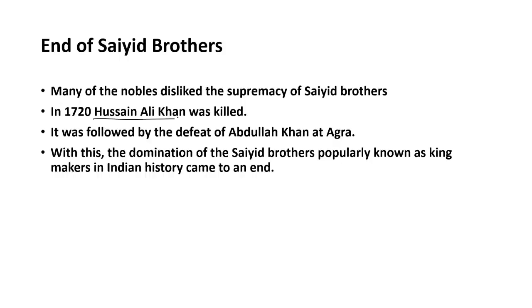Likewise, many of the nobles in the Mughal court also disliked the superior power enjoyed by the Syed Brothers. They conspired against the Syed Brothers. In 1720, Hussein Ali Khan was killed. It was followed by the defeat of Abdullah Khan at Agra. These two Syed brothers, Husayn Ali and Abdullah, were eliminated from Mughal power by 1720. The Syed brothers, who were popularly known as kingmakers of Indian history, saw their dominance come to an end by 1720.